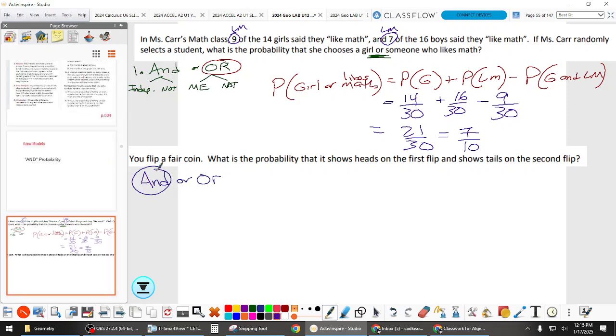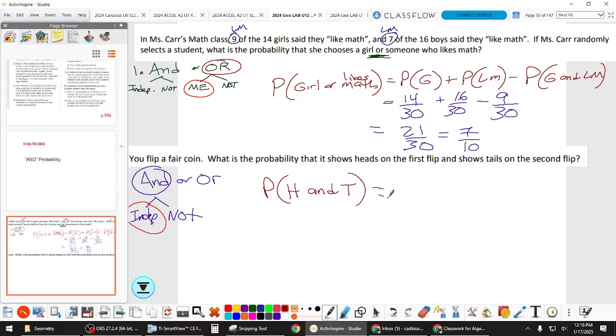And which one is this? This is "and," so we have to ask, is it independent or not? What do you think? Does one flip affect the other? Remember it's, yeah, okay. So it is independent, which means we can just multiply. And we're doing H and T. And then it goes on to say first flip and second flip. Does that confuse you at all? Does that bother you?